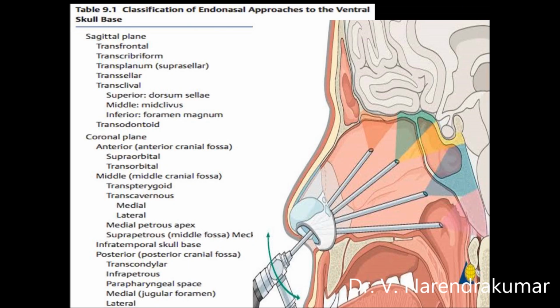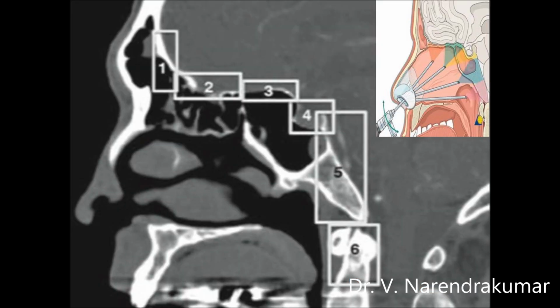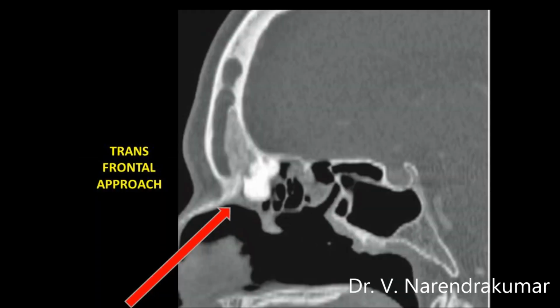The University of Pittsburgh team fantastically classified the endoscopic endonasal approaches to the ventral skull base into different types. Number 1, transfrontal. Number 2, transcribriform. Number 3, transplanum. And 4 is transsellar. 5 is transclival. And 6 is transodontoid process. Pictures courtesy of Aldo Stamm's book. You will see some examples too.